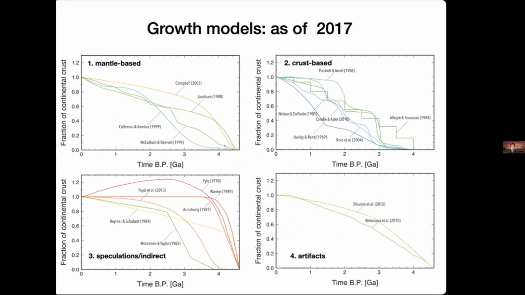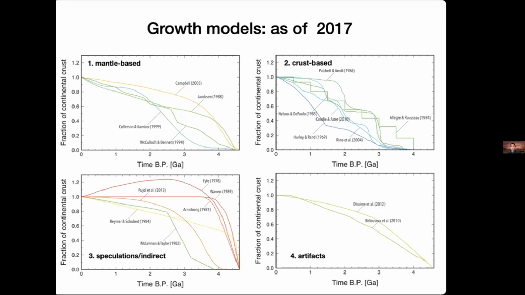The mantle-based models are based on the notion that the extraction of continental crust leaves the mantle correspondingly chemically depleted. So for example, if the mantle at 3 billion years ago was only half as depleted as the present-day mantle, the mass of continental crust at that time would be only half of the present-day mass. So mantle-based models are about net crustal growth. That is, they tell us how much continental crust we had in the past.